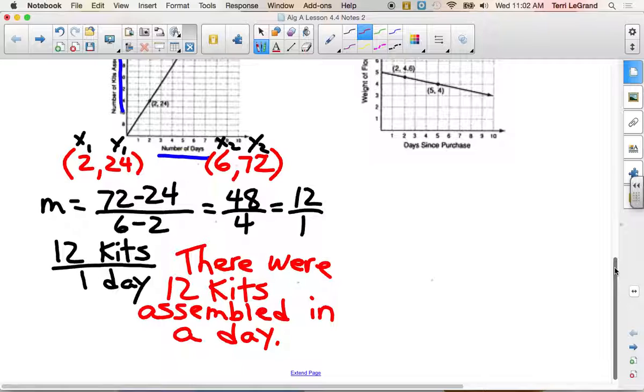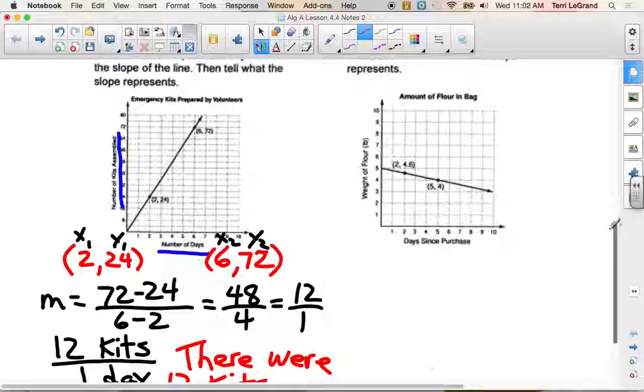Sentences start with capital letters and they end with punctuation and they make sense, right? They're a complete thought. Okay, let's do one more together and then we'll go and work on homework.